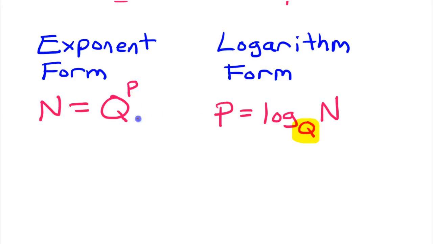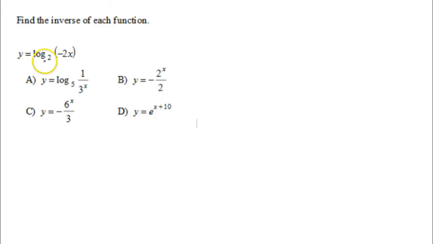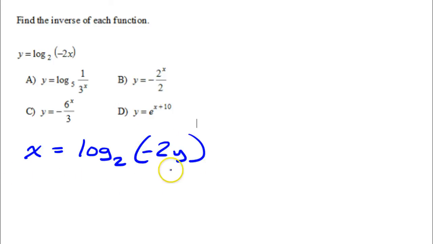All right, now we're ready to find the inverse of logarithmic expressions. So here we must find the inverse of this logarithmic function. To find the inverse, the first two steps are we need to switch x and y, and then we need to solve for y. So if I switch x and y, then I get x equals log base 2 of negative 2y. So now I just need to solve this for y.